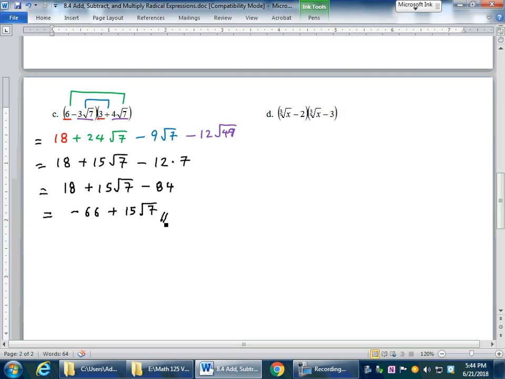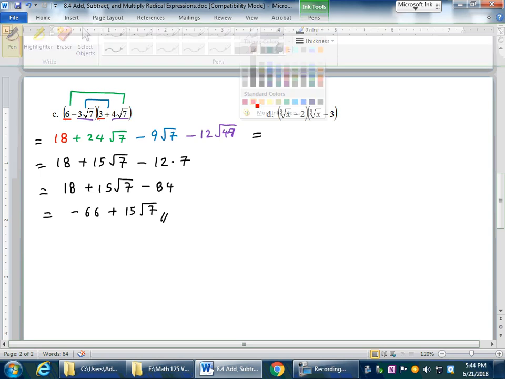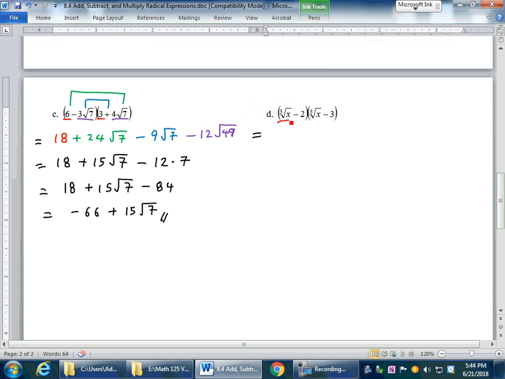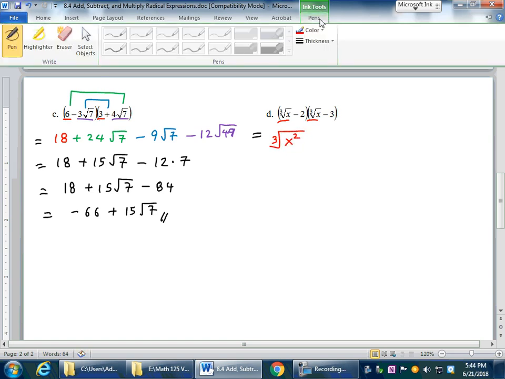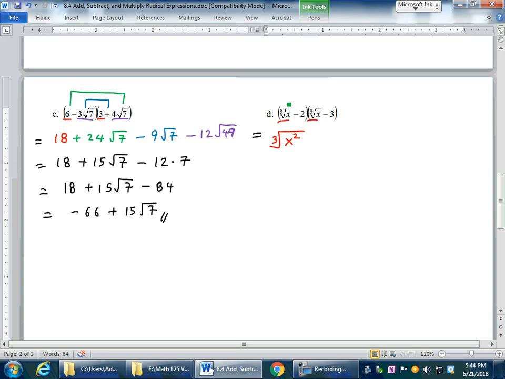Next example, same, right? We need to do the foiling. So first step, multiply the firsts together. Cube root of x times cube root of x, which will give me cube root of x times x is x squared. Then multiplying the outer, cube root of x times negative 3 will be minus 3 times cube root of x.